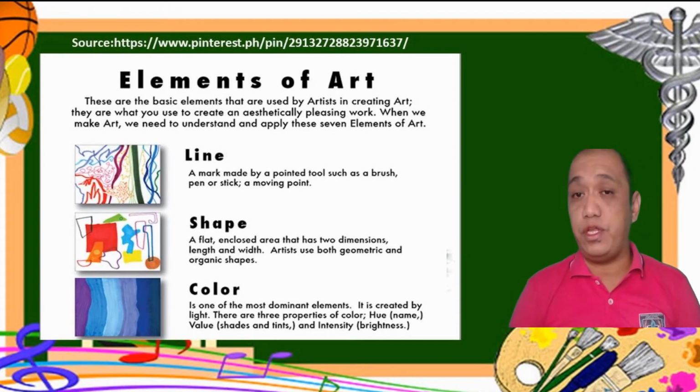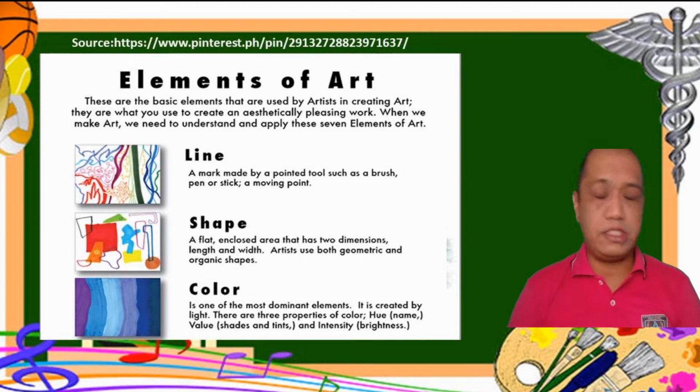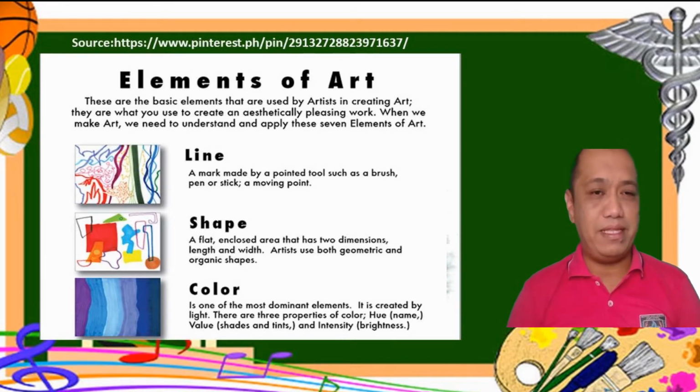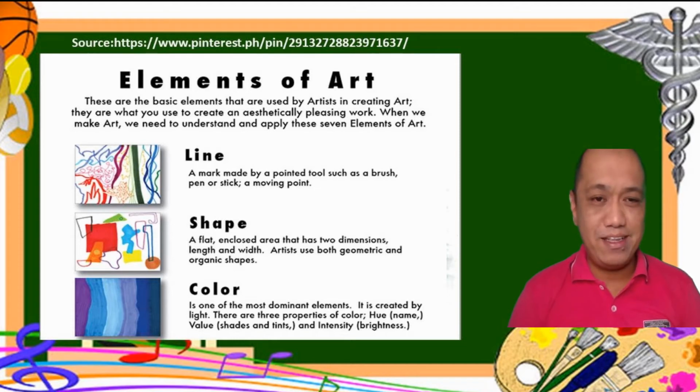Before we start the discussion about Impressionism as a modern art, let us try to find out the following elements of art. Let us recall those elements because we need this as a foundation in interpreting or analyzing the elements involved in Impressionism. Elements of art are the basic elements that are used by artists in creating art. They are what you use to create aesthetically pleasing work. When we make art, we need to understand and apply the 7 elements of art.